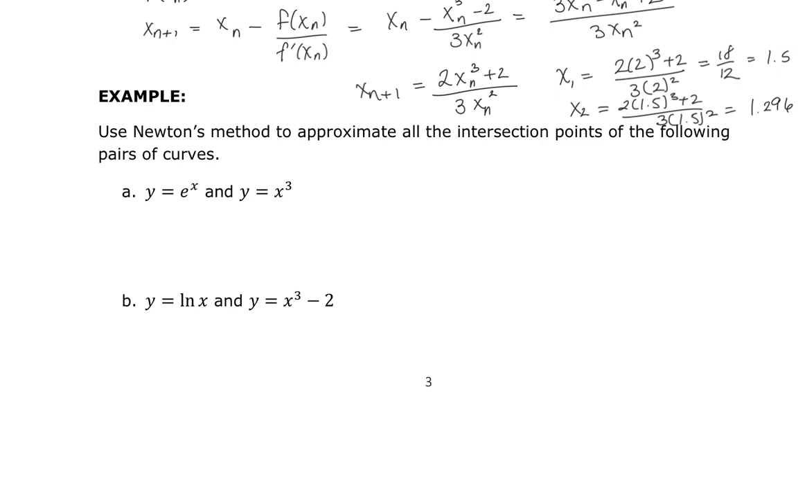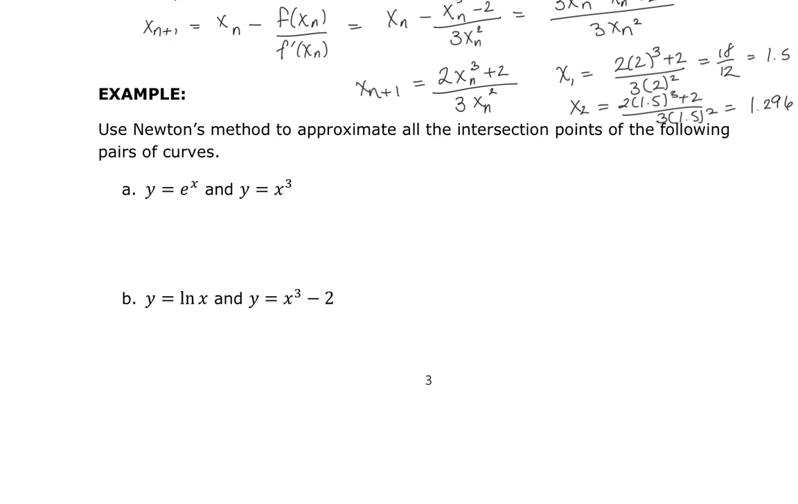Now, let's take a look at this one, in which I'm not given an x_0, and I'm going to use Newton's method to approximate the intersection points of these pairs of curves. So in other words, I have e to the x is equal to x cubed. Well, that's not a function, so I can turn this into a function by writing this as f of x is equal to e to the x minus x cubed. And so then I'm going to find f prime of x_n. This is going to be e to the x_n minus 3x_n, quantity squared.